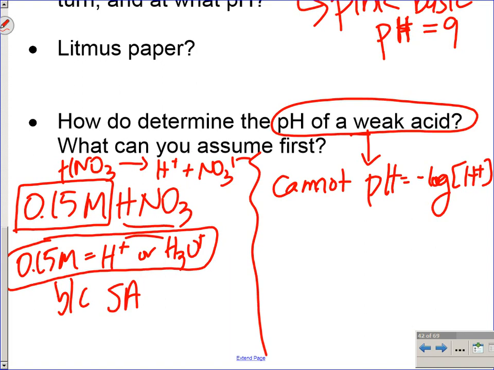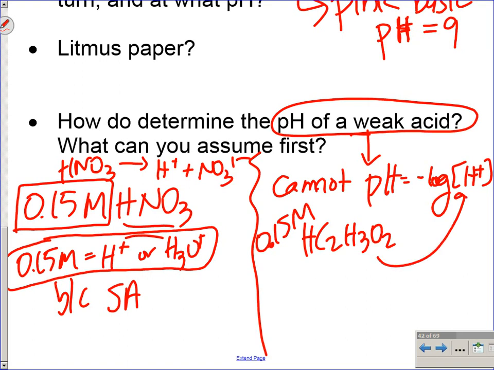But because we have something weak like HC2H3O2, which is what again? Acetic acid, right? It doesn't do that 100%. So I cannot make the assumption that if I give you 0.15 molar of this, I can just take that and plug it back in there and find the pH. So we actually have to do something much more complex. It's a little bit more advanced, and we'll get into it in about a week. But we actually have to set up something called an ice box.